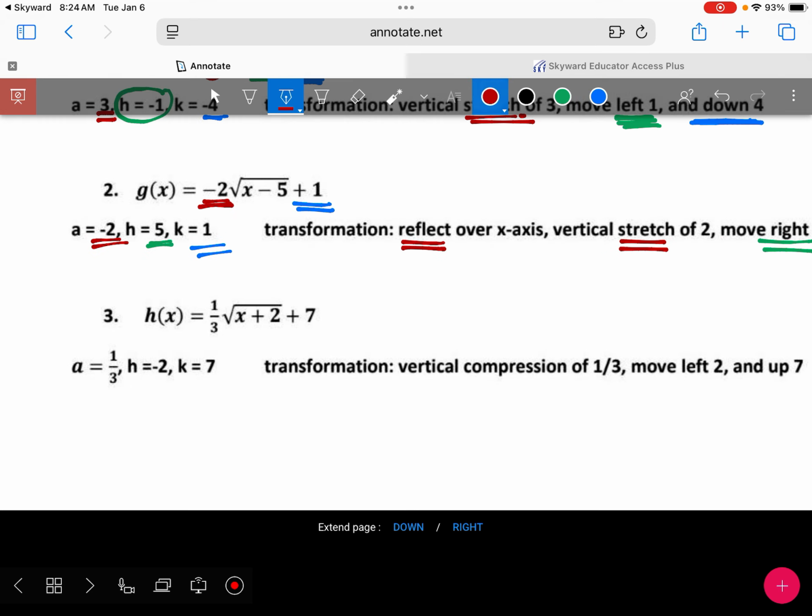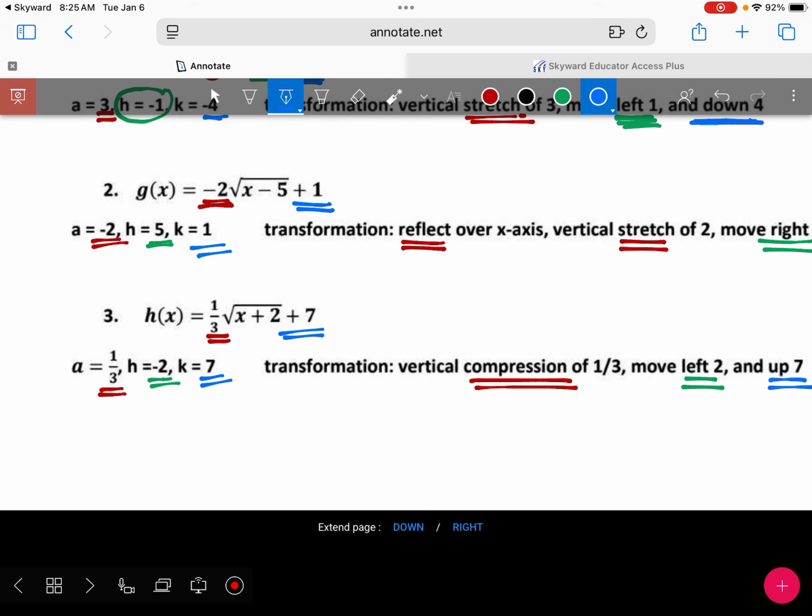All right, last one, and then we'll do some together. A is 1/3, which is why we need to say it compressed. Again, you don't have to say vertical, and you don't need to say of 1/3. The only word I'm looking for on the quiz, on the test, on the skills check, on whatever, is compressed. That's all you gotta say. Underneath the square root is a +2, which means that H is actually going to be a -2, which is going to move it left 2. And lastly, in the back, we have a +7, which is going to make it go up 7.